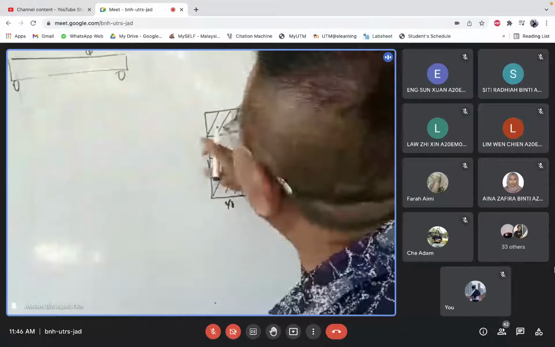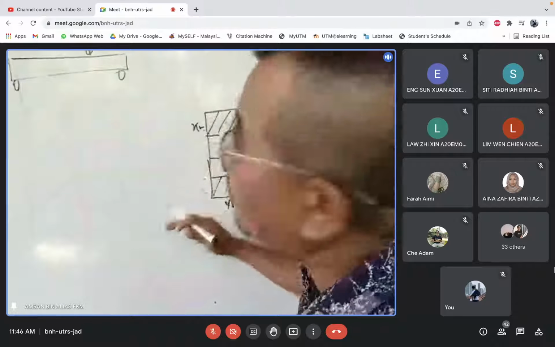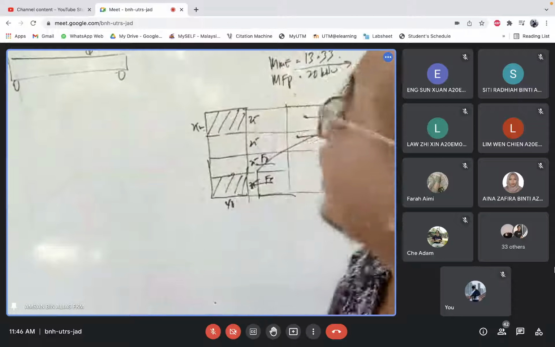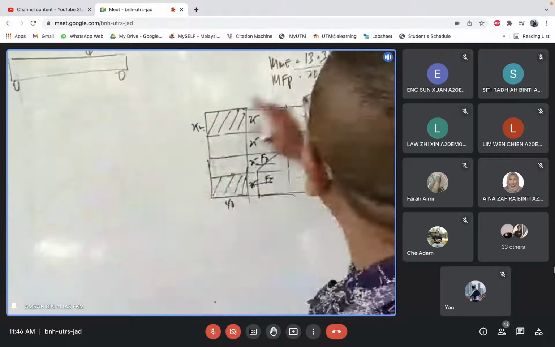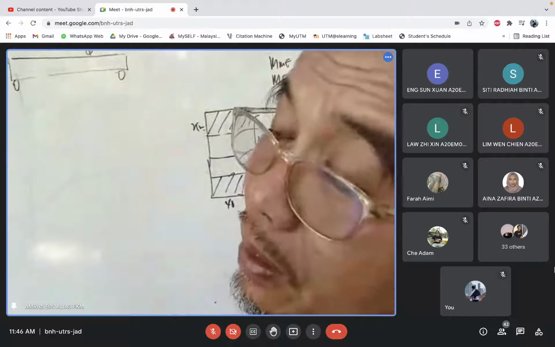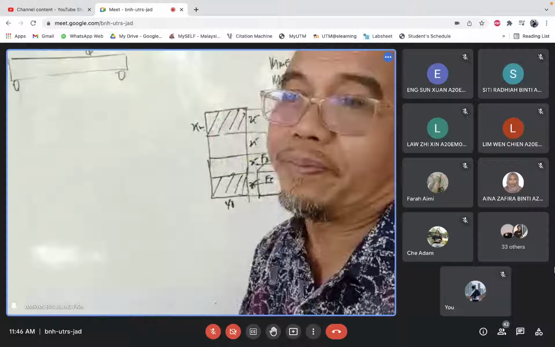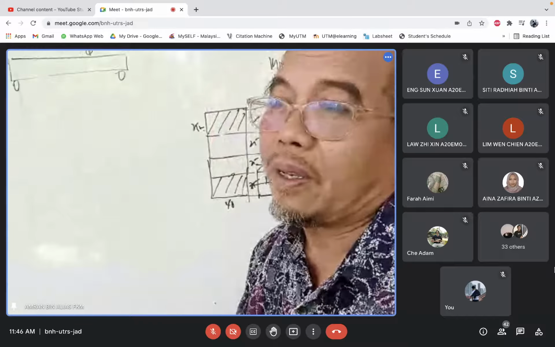So you decide that is 50% or 25 mm on the top, 25 mm from the bottom is plastic. And then you draw that diagram and you got the value 18.33. Now, can we reverse it?